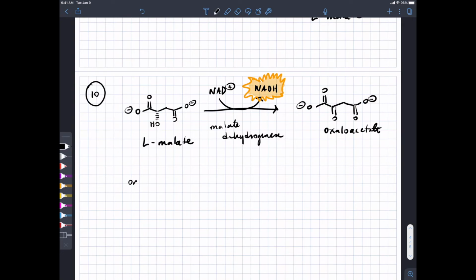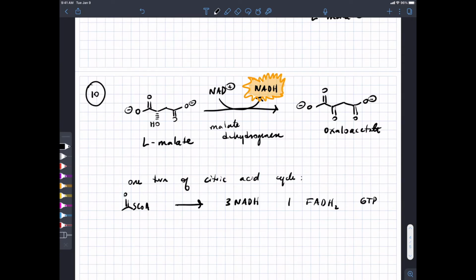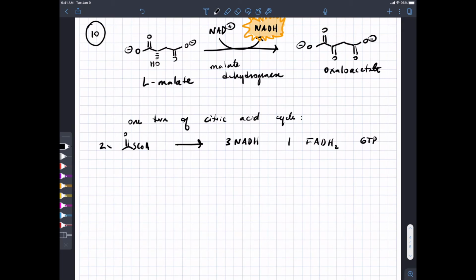So, 1 turn of the citric acid cycle, starting with 1 acetyl-CoA, gives us 3 NADH, 1 FADH2, and 1 GTP. And of course, there are 2 per glucose. So that would be 6, 2, and 2.